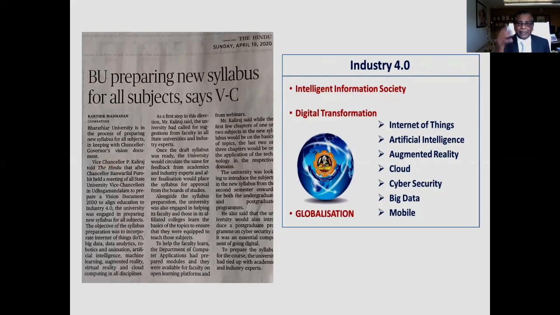Now you are having your internet, and you don't need conventional libraries. You are going to the library by using your internet. So we have to go for that. Now, all these components of digital transformation, we have introduced in all the curriculum. I will show you that.